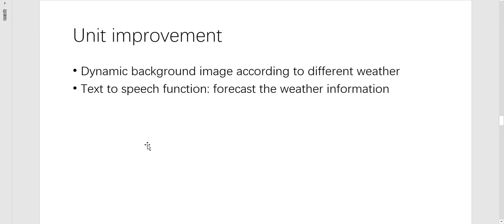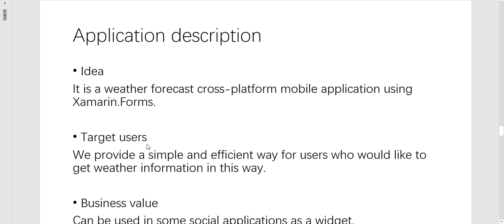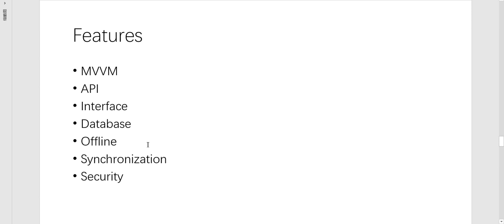About the application description, the main idea is that it is a weather forecast cross-platform mobile application using Xamarin Forms. The target users will be somebody who likes to get information in a simple and efficient way. As for its business value, this application can be used in some social applications as a widget. Now Yu Xuanxiong will demonstrate these features.